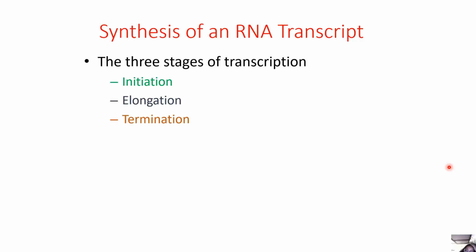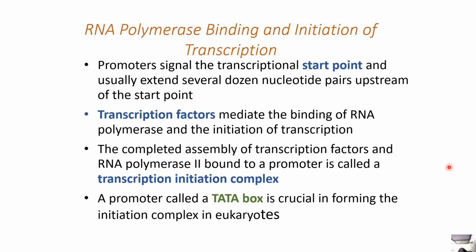So what is this? Let's talk about synthesis of the RNA transcript. The three stages of transcription: initiation, elongation, and termination. RNA polymerase binding and initiation of transcription: the promoter signals the transcriptional start point and usually extends several dozen nucleotide pairs upstream of the start point. Transcription factors mediate the binding of RNA polymerase and the initiation of transcription. The completed assembly of transcription factors and RNA polymerase II bound to a promoter is called the transcription initiation complex. A promoter region called the TATA box is crucial in forming the initiation complex in eukaryotes.